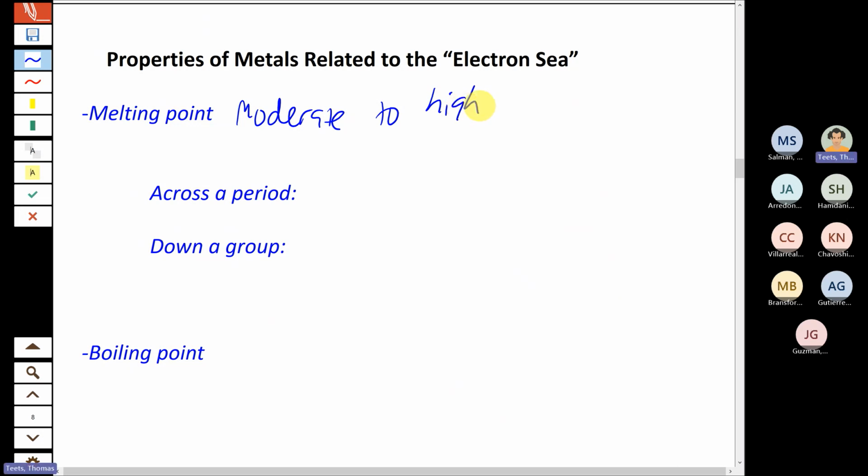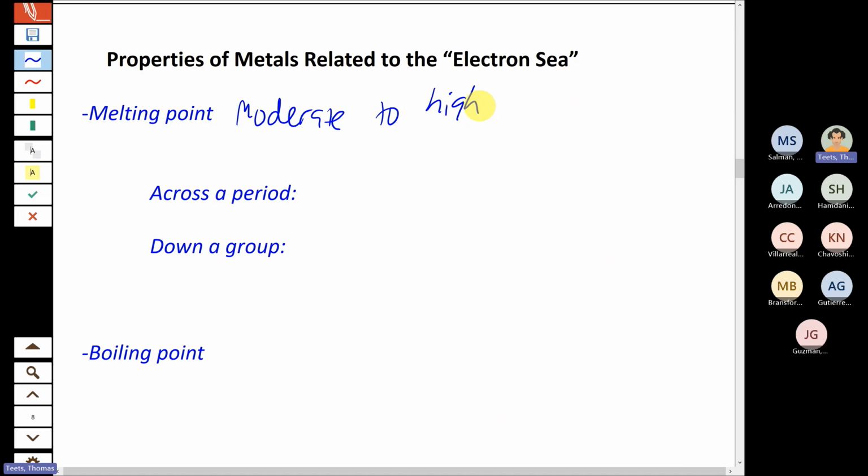Because you have this sea of electrons holding everything together. And so if you want to break those atoms apart into a liquid, you have to break some of those interactions. We can make some predictions about how the melting point would increase or decrease as we move through the periodic table based on this model here.